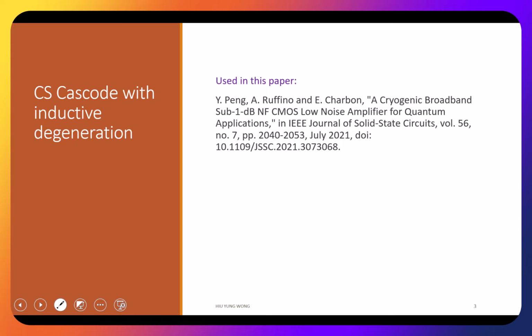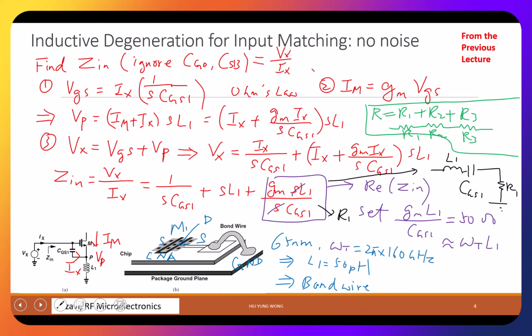So we are still talking about this cascode, the CS cascode with inductive degeneration, right? I'm going to repeat some of the material from before, just as a review for the exam. The main thing is that this CS cascode, common source cascode amplifier with inductive degeneration, is like in this circuit, right? Put an inductive degenerative impedance at the source.